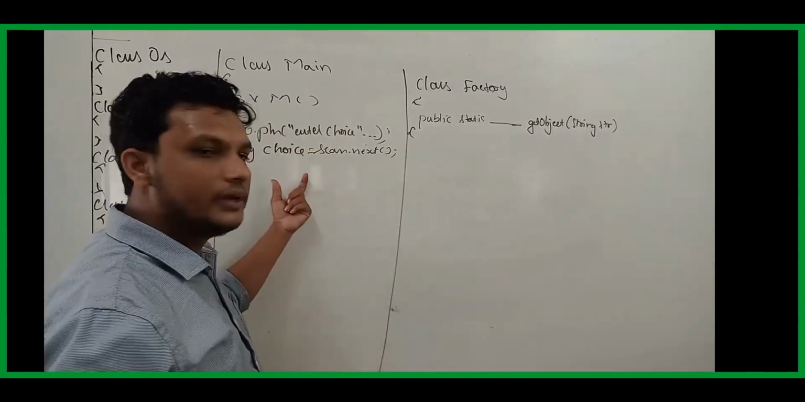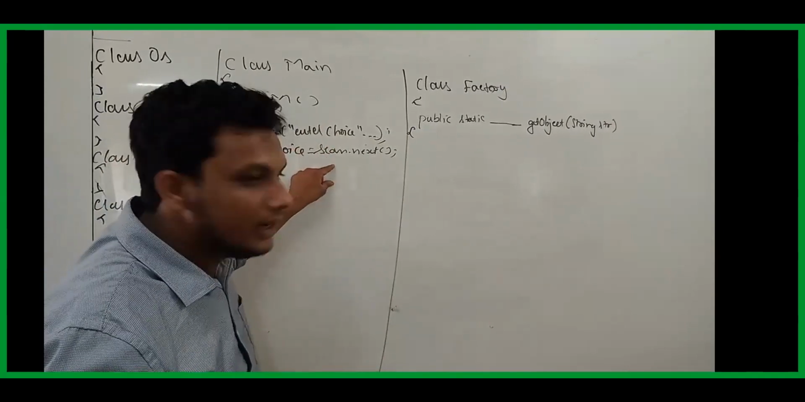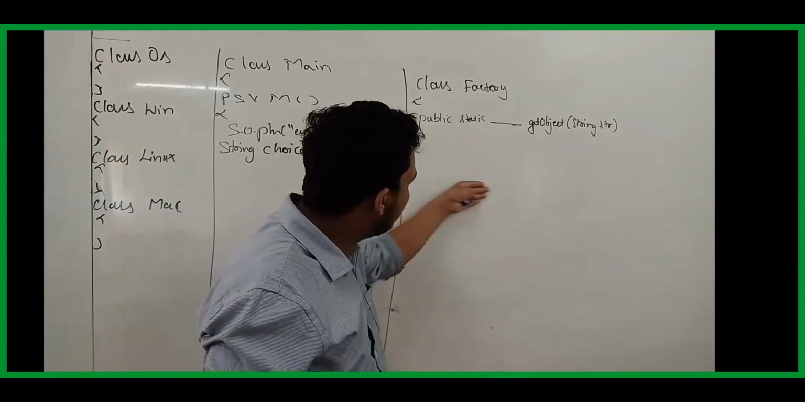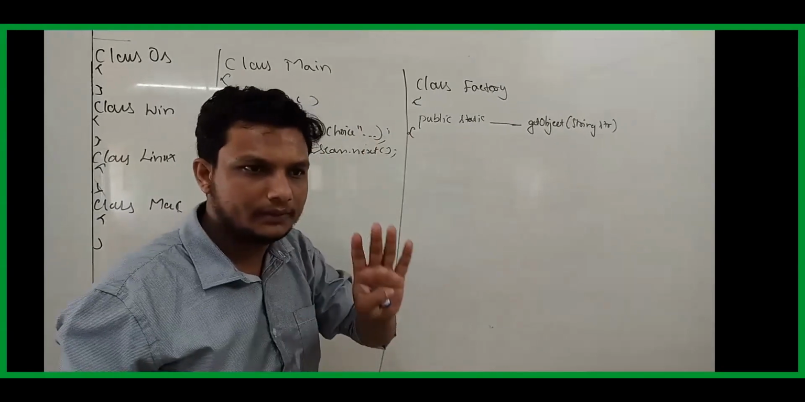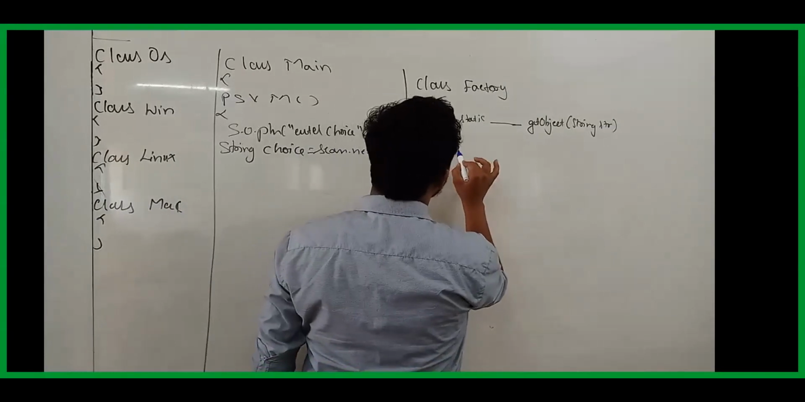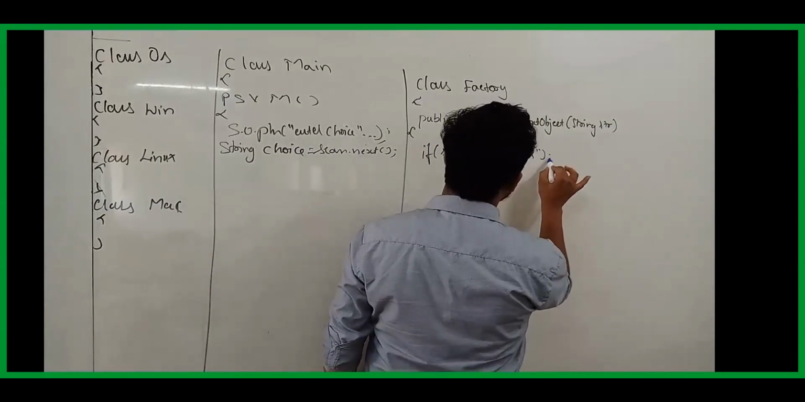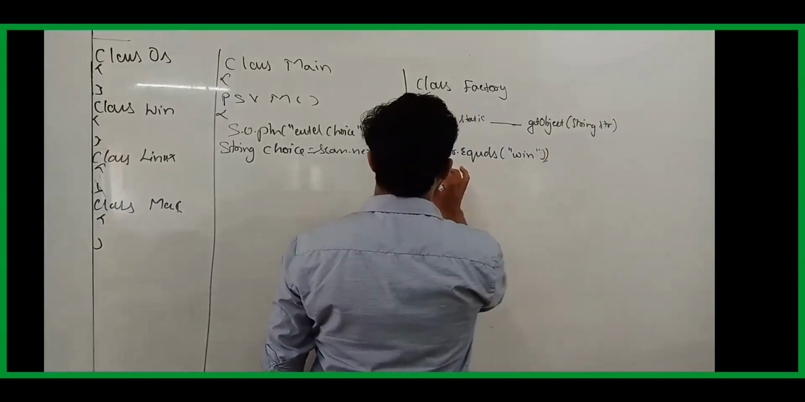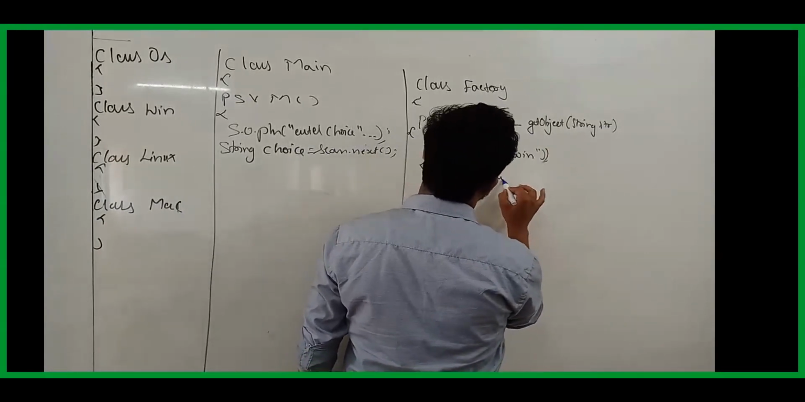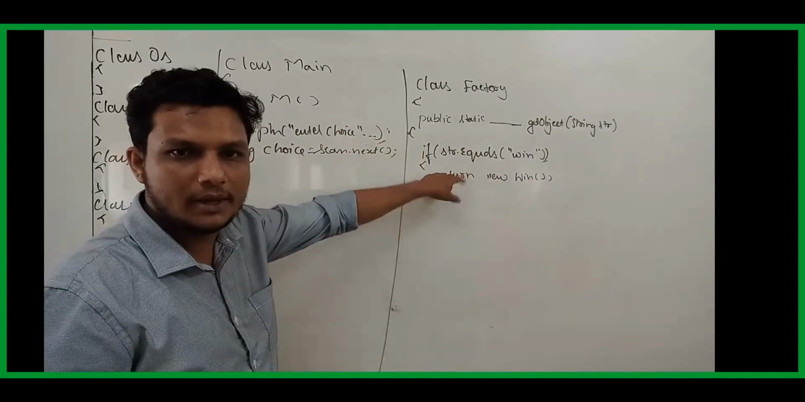Now I'll collect the value str from the user. From here I'll pass WIN, LIN or MS. If the user says WIN, it should collect that WIN here. Based on the condition, a Windows object should be created and returned. Understanding what is happening in the factory? I'll write if str.equals WIN, return new Windows object. An anonymous object I am creating and returning.